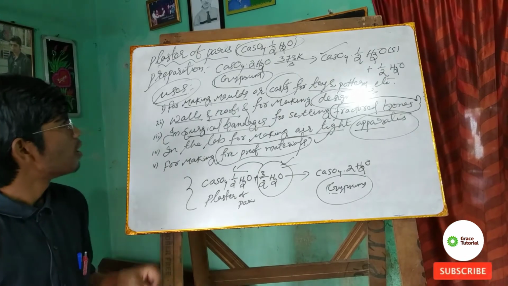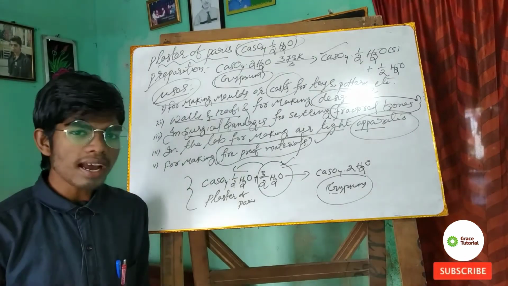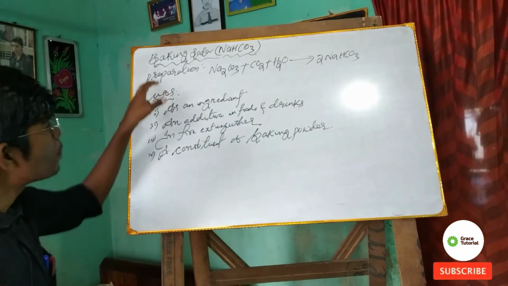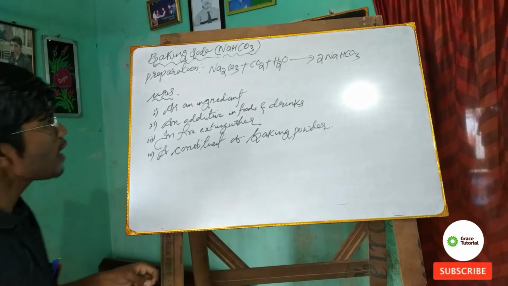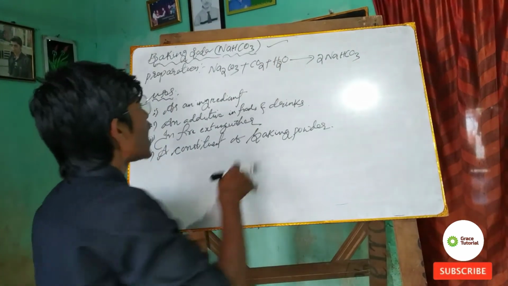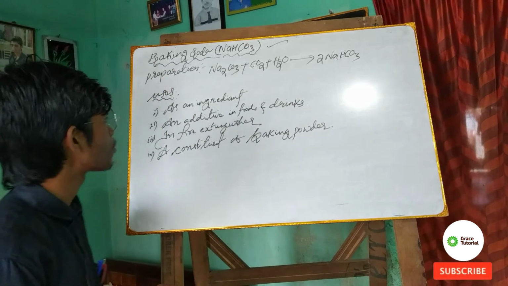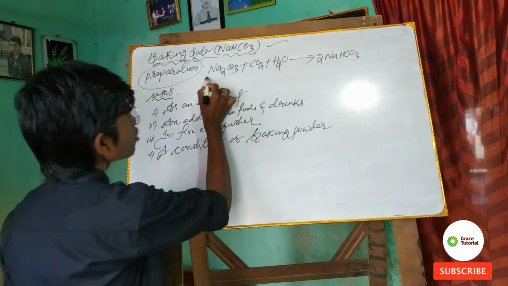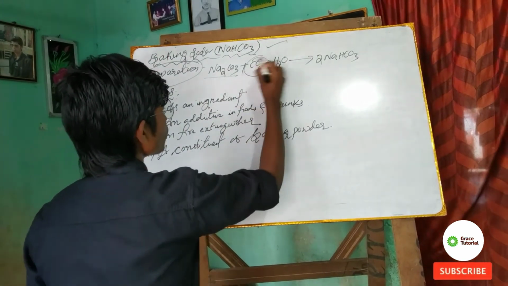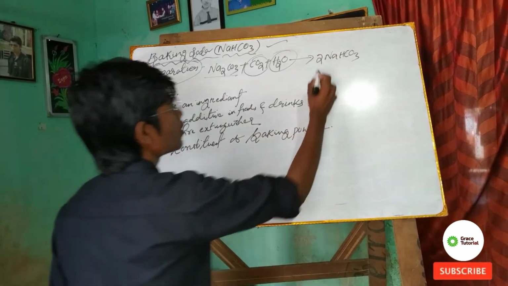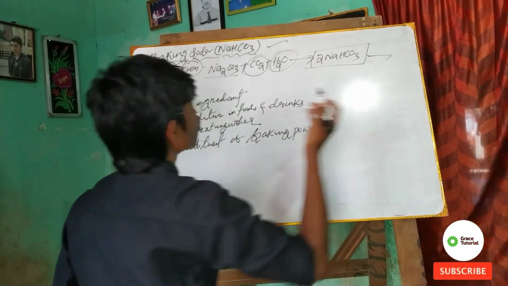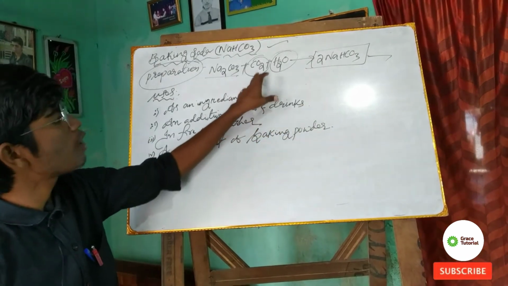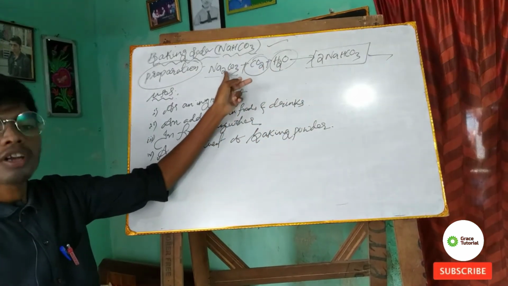And next, we will discuss the baking soda preparation and its uses. If you look at the baking soda, what is the formula for baking soda? The formula for baking soda is sodium hydrogen carbonate or sodium bicarbonate. Now we need to understand how we can prepare this baking soda. You have the sodium carbonate. When the sodium carbonate reacts with carbon dioxide and water, then sodium hydrogen carbonate or sodium bicarbonate is obtained.